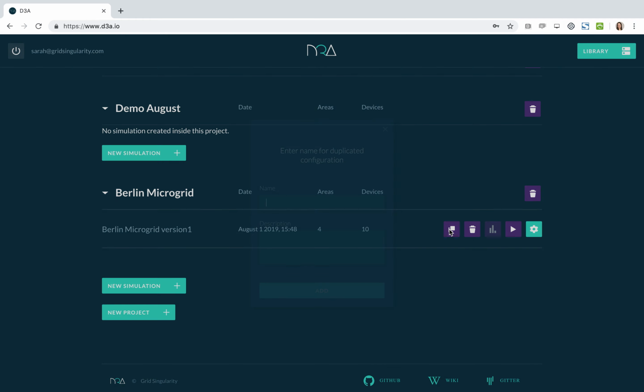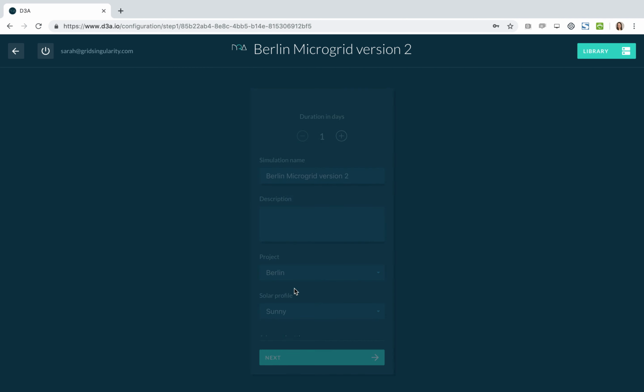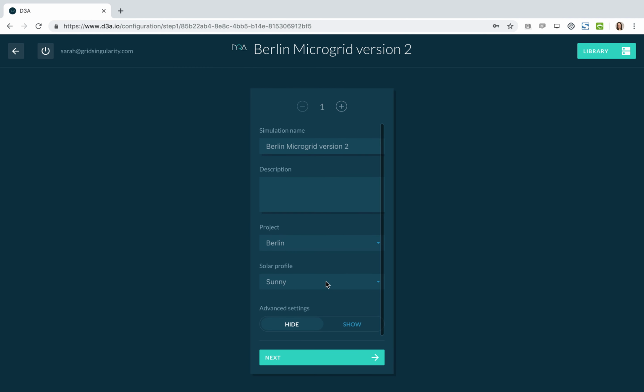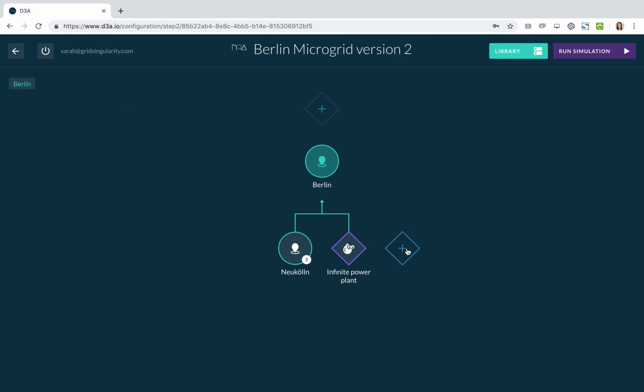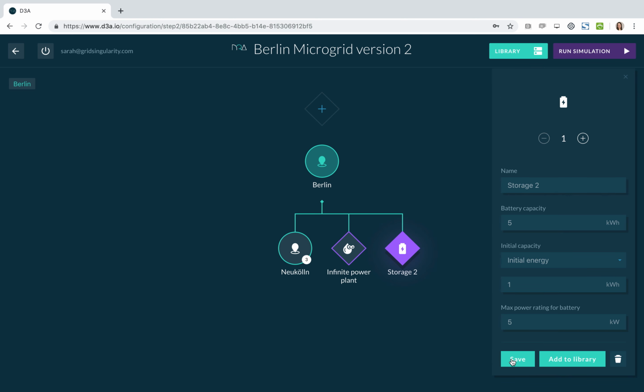This button duplicates the simulation, so we can make Berlin microgrid version 2. This simply duplicates the exact same simulation and stores it in the Berlin project. Then we could add another device here, like a storage, for example.